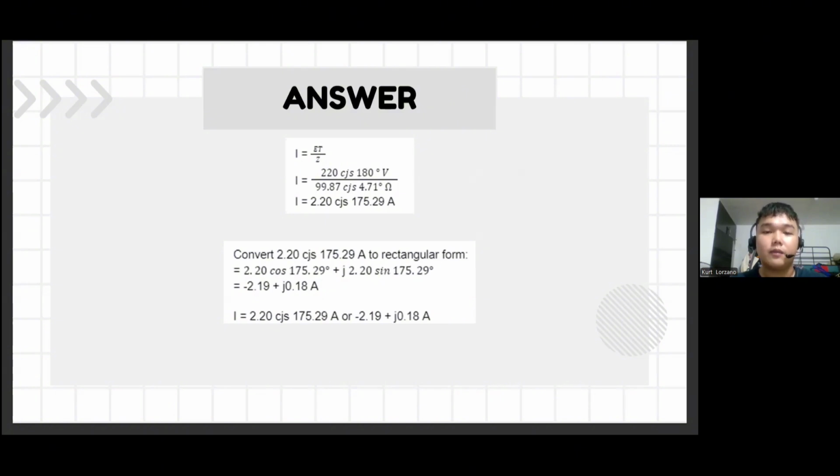Now that we have the answer in polar form, we can convert it to rectangular form. To convert, just use the formula modulus cosine argument plus j modulus sine argument. Using this formula, we have the answer of negative 2.19 plus j0.18 amperes. So our final answer for the current is 2.20 cis 175.29 amperes, or negative 2.19 plus j0.18 amperes.